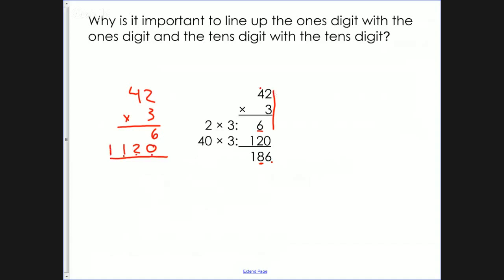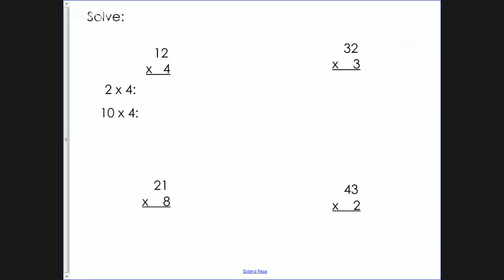And that way, when I go to add the numbers up in the end, everything will be lined up for doing that. My ones will be in the ones column. My tens will be in the tens column, and my hundreds will be in the hundreds column. It's a much different number or answer, right? 186 is a big difference from 126. So we're going to test this out now.